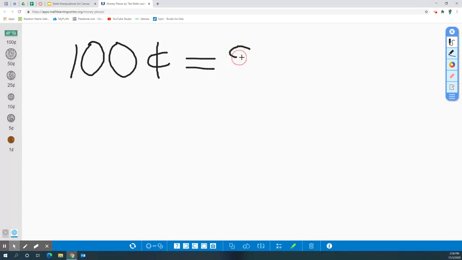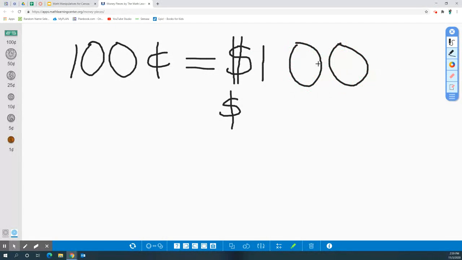Okay, so dollar notation starts out with a dollar sign. So we have a dollar sign, and usually dollar signs have two lines in it. Sometimes you'll see them with an S in one line. Either way is fine. Okay, then you're going to put your dollar or your hundreds down. And you know that you have 0 tens and 0 ones. But if you look at this, doesn't this look like $100?